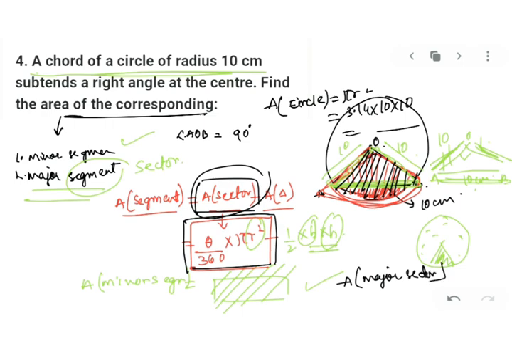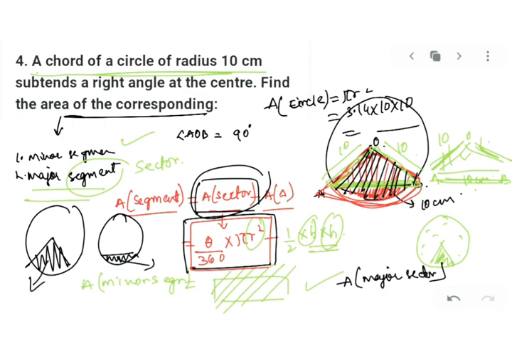Sector and segment are different. I hope you got the concept. If I am drawing something like this, it will be called a sector. But if in a circle I am drawing something like this, it will be called a segment. Got my point clear? So this is your minor sector. This is your minor segment. And the remaining part here will be called a major sector, and the remaining part here will be called a major segment. Is the concept clear? Okay.